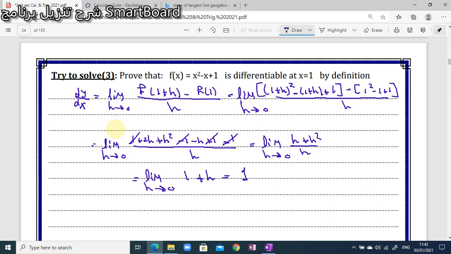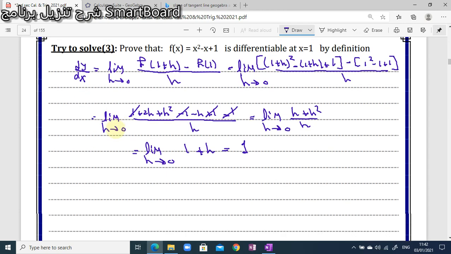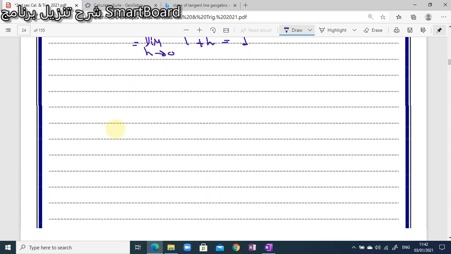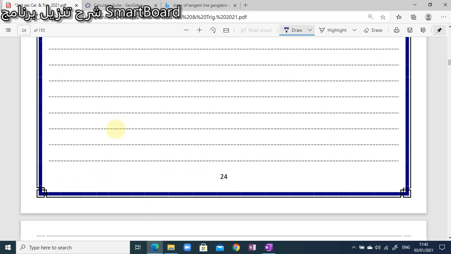So the function is differentiable at x equals 1 and the slope of the tangent equals 1.